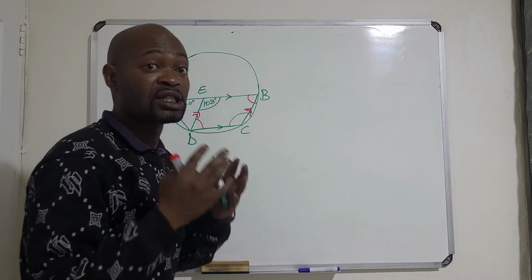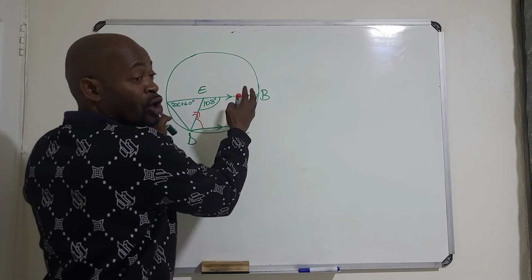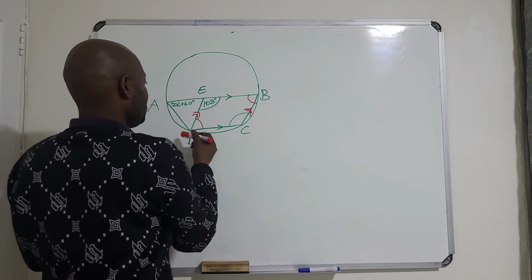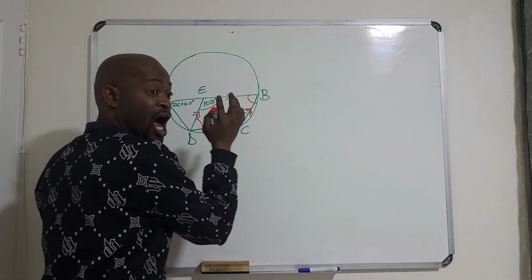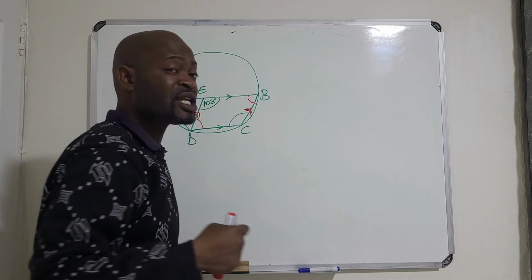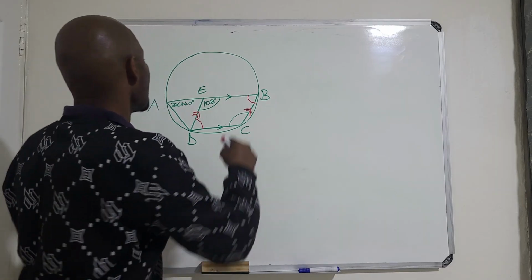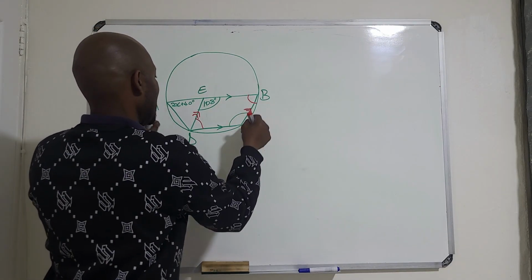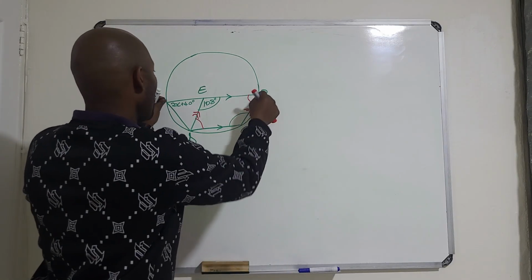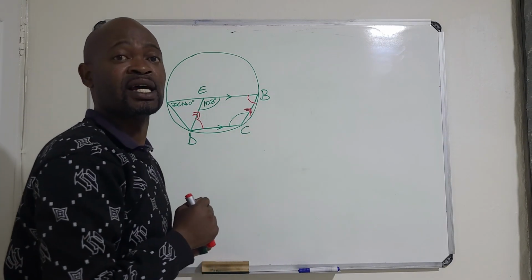ADCB are concyclic, are points on a common circle. So ADCB are points on a circle. It means that they are concyclic, since we are told that AB and DC are chords. So it means that their endpoints are at the circumference.